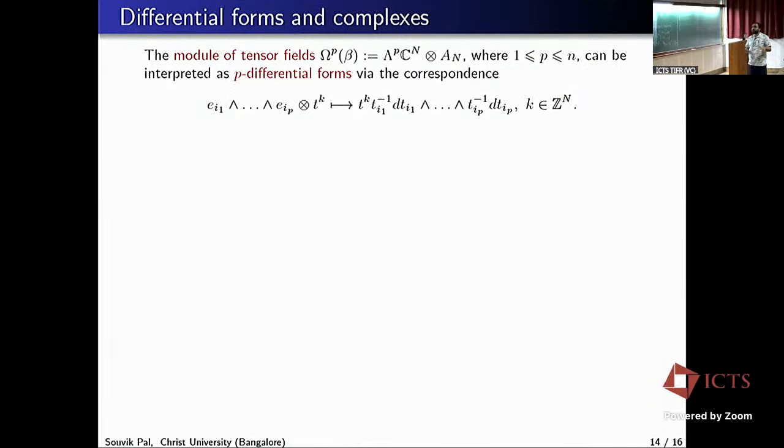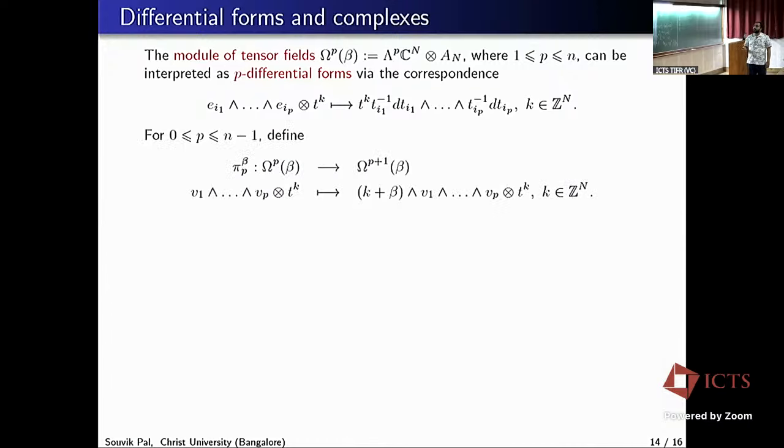Now I want to sort of get into some geometric connection. So this is just the end now. Module of tensor fields, this is defined with the full wedge product you take, and the P differential forms you can interpret actually like this. There is a correspondence.